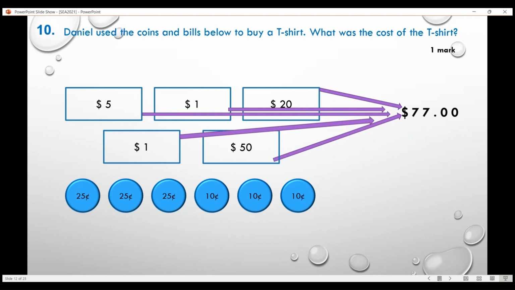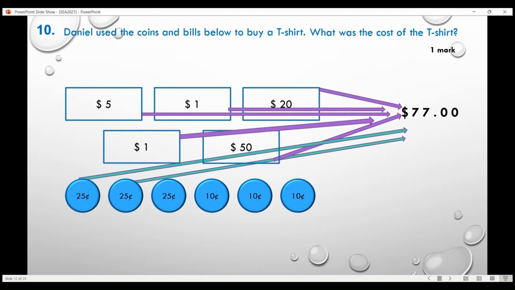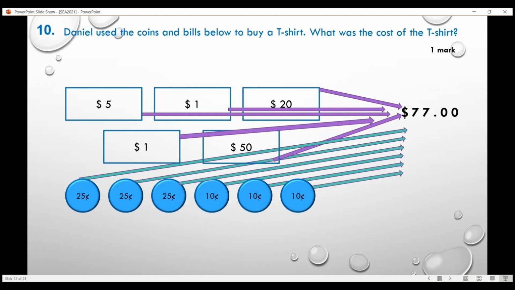And now let's count the coins. We had 25 cents and another 25 cents, that is 50 cents, and another 25 cents, that's 75 cents. And 10 more cents is 75 and 10, 85 cents. And another 10, 95 cents. When we add this last 10, what are we going to get? 95 cents and 10 cents is $1.05. So how much was the cost of the t-shirt?